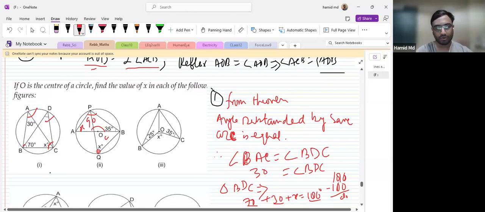I think this is based on the theorem. Come with your own thinking for the next class. Take time and try to solve it. Now do the third one.